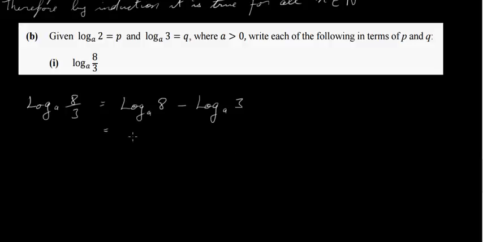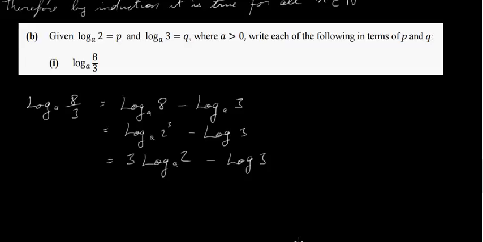Now, our log 8 here, we know that log 2 to the base a is p, so we can change this 8 to a 2 to the power of 3 here. So we can say that's log of 2 to the power of 3 to the base a minus log 3. By one of our laws of logs as well, we can take this 3 and bring it down in front of the log here. So we can take that as 3 log 2 to the base a minus log 3.